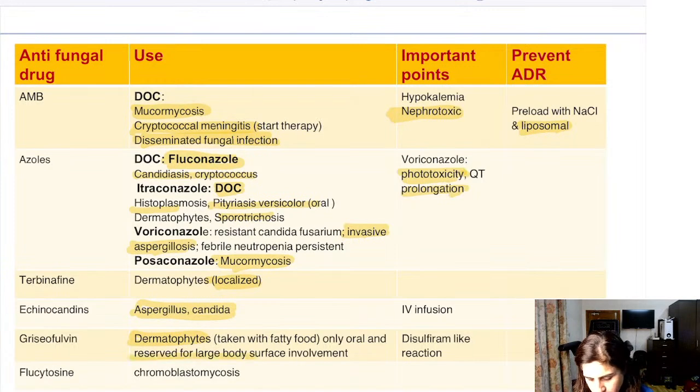It is reserved especially for infection involving the whole of the body. If it is a local infection, we prefer localized treatment. Orally we give it only when there is resistance and a lot of body surface is involved. Two things are important about griseofulvin: its bioavailability and absorption is more when given with greasy fatty food, and it causes a disulfiram-like reaction. These two things are mostly important. Flucytosine is important for chromoblastomycosis.